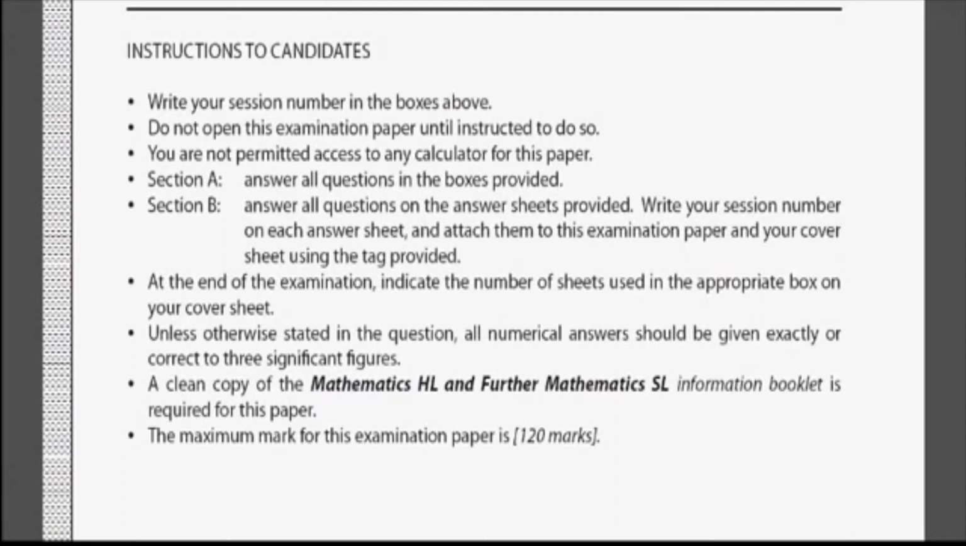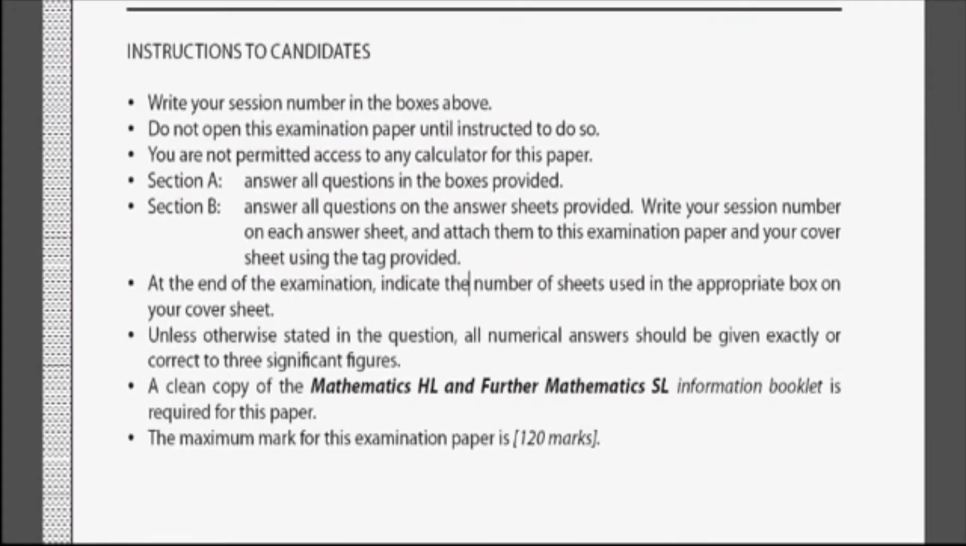You know that you have to read the instructions carefully, and this paper is a non-calculator paper. Answer all questions in the boxes provided. I'll be explaining that soon. Answer all questions on the answer sheets provided for section B. For section A, it should be done inside the boxes provided there.